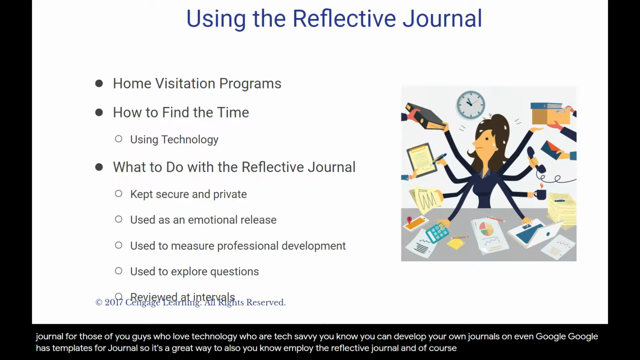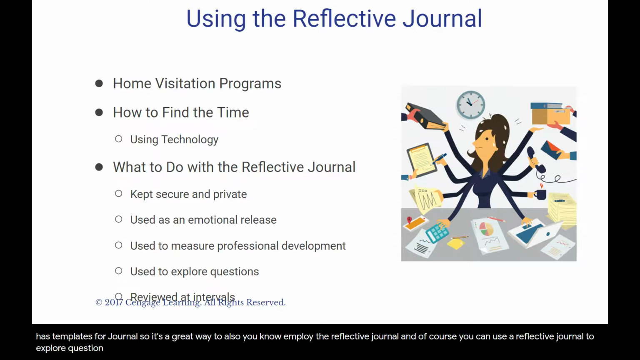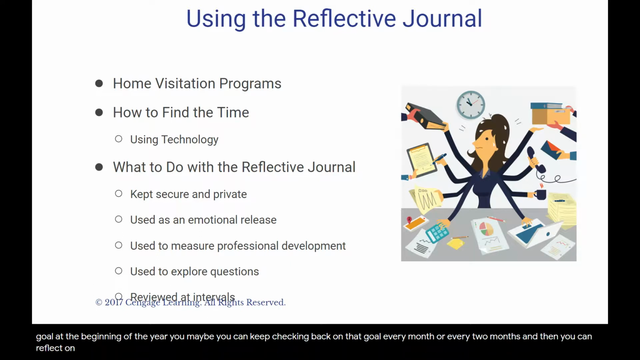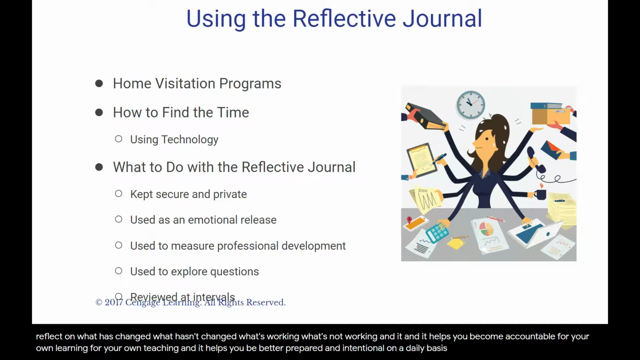And of course, you can use a reflective journal to explore questions. And like I mentioned earlier, you can use the reflective journal to review at intervals. So if you set a goal at the beginning of the year, maybe you can keep checking back on that goal every month or every two months, and then reflect on what has changed, what hasn't changed, what's working, what's not working. And again, it helps you become accountable for your own learning, for your own teaching, and it helps you be better prepared and intentional on a daily basis.